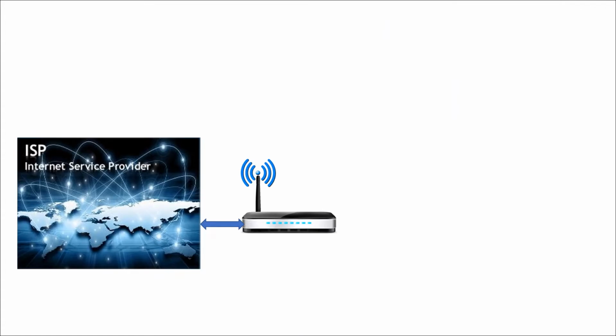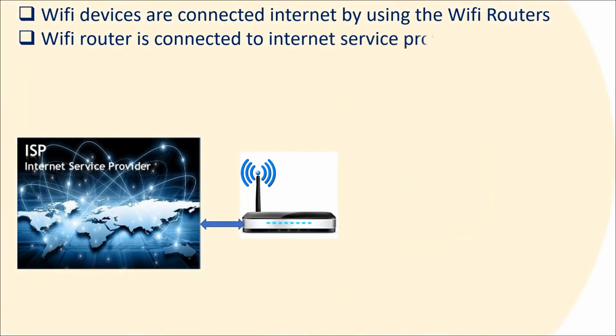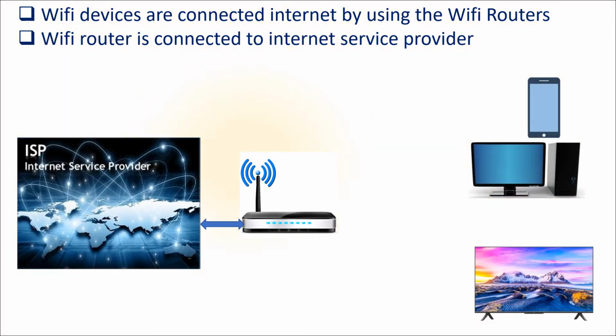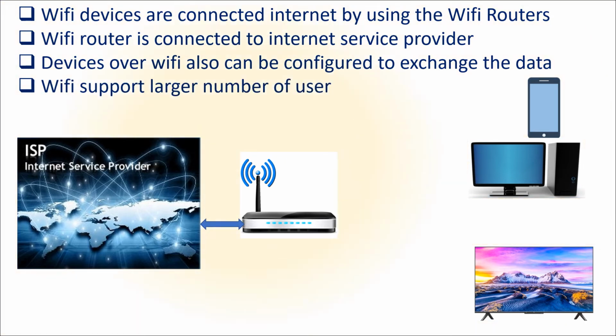Wi-Fi devices are connected to the internet by using Wi-Fi routers. These Wi-Fi routers are connected to an internet service provider and broadcast Wi-Fi signals. The nearby devices are connected to the internet by using these Wi-Fi signals. The devices connected over Wi-Fi can also be configured to exchange data between them wirelessly. Wi-Fi supports a larger number of users as compared to Bluetooth.